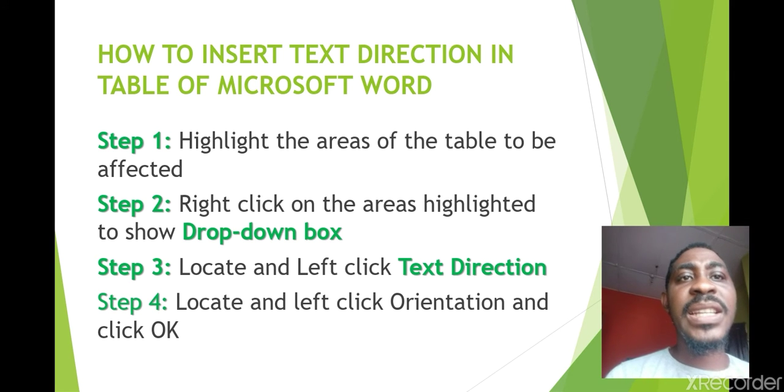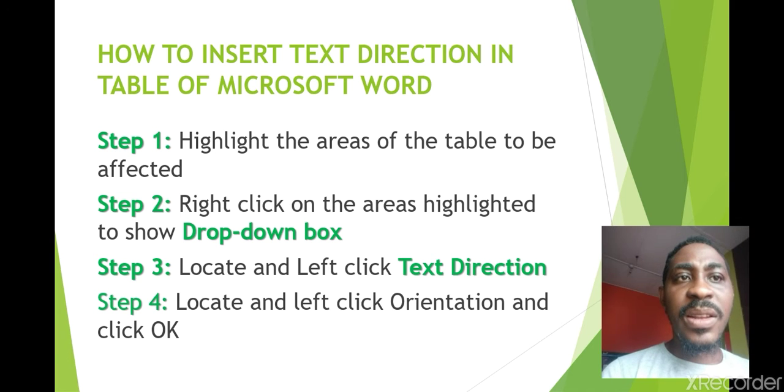Okay, so the next thing is, if you want to insert text direction, you locate and highlight the area of the table to be affected. You right click on the area highlighted to show a drop down box, then you locate and left click text direction. Now basically you would also have to select the orientation and click OK.